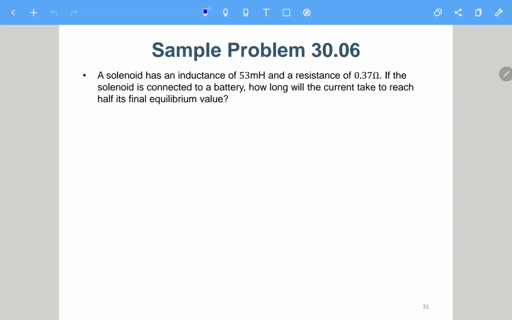Okay, so let's take a look at another sample problem. It says a solenoid has an inductance of 53 millihenry and a resistance of 0.37 ohms. If the solenoid is connected to a battery, how long will the current take to reach half of its final equilibrium value?